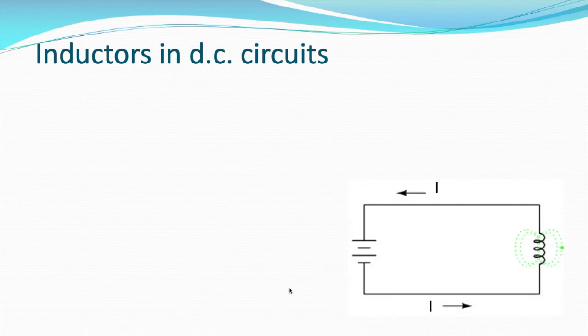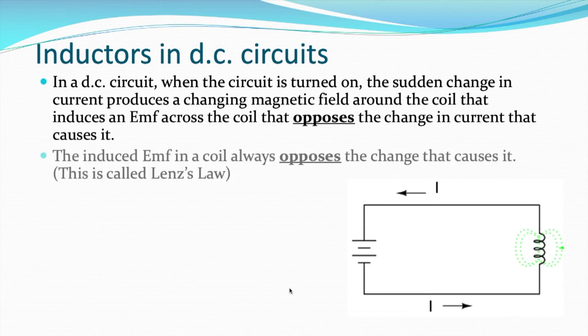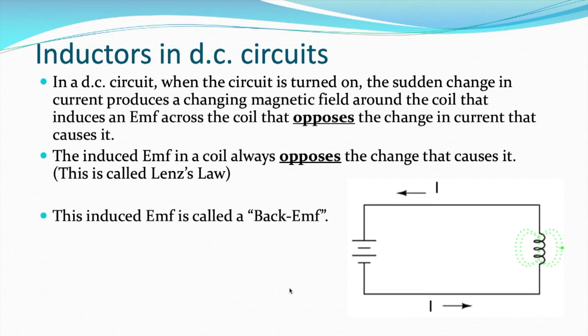Now when you put an inductor or a coil in a DC circuit, then when you turn the current on, the sudden change in current produces a change in magnetic field around the coil. That changing magnetic field induces an EMF across the coil that opposes the change in the current that causes it. That EMF is in the opposite direction to the battery that's producing the current. And this induced EMF in a coil always opposes the change that causes it. And this is called Lenz's law. The induced EMF is called a back EMF because it's in the opposite direction to the forward EMF that's producing the current.